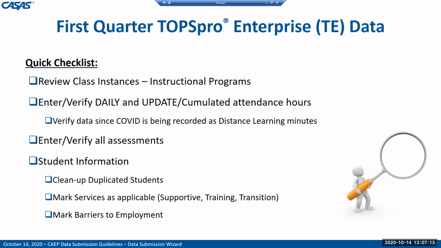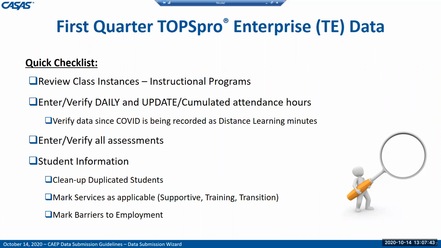Now, TE data. I have a quick checklist here, and like I said, this is a quick checklist. You may want to refer to some of the recorded webinars on the website for a long list of accountability requirements and stuff like that. First off, want to review our class instances and then our instructional programs. Have you entered in all your classes? Are they marked correctly for their instructional programs?